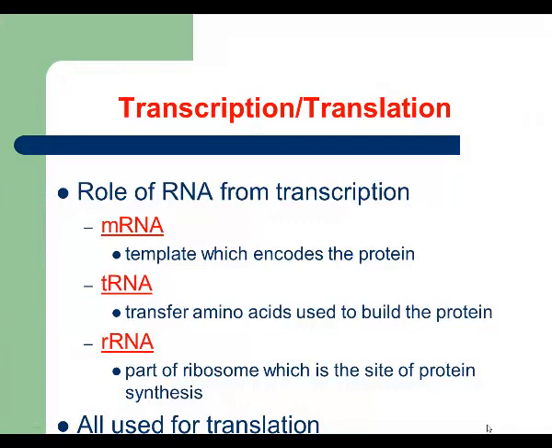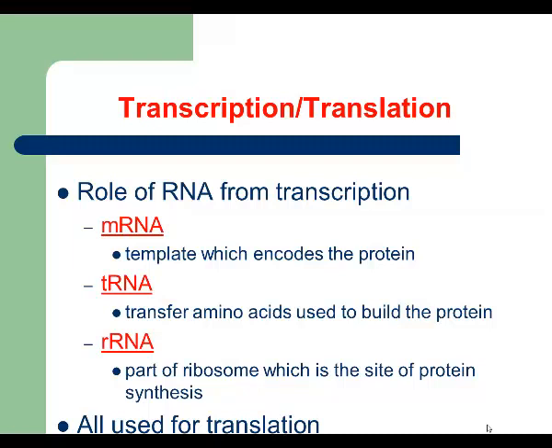Before we start talking about translation, let's talk about RNA molecules. There are 3 types of RNA molecules, and all of them are used in translation. So the first one is messenger RNA or mRNA. We already know that messenger RNA is actually a complementary copy of the DNA molecule. It is a blueprint for translation, a directory.